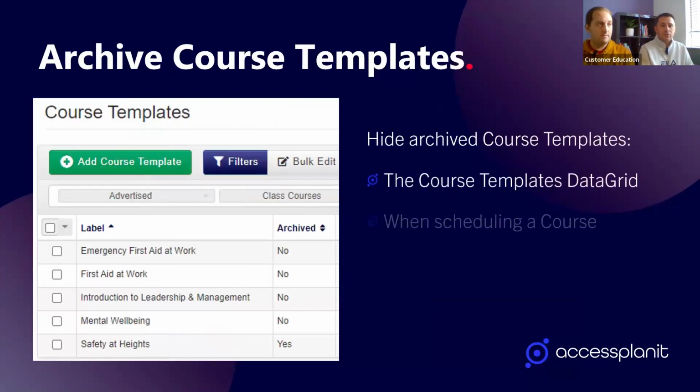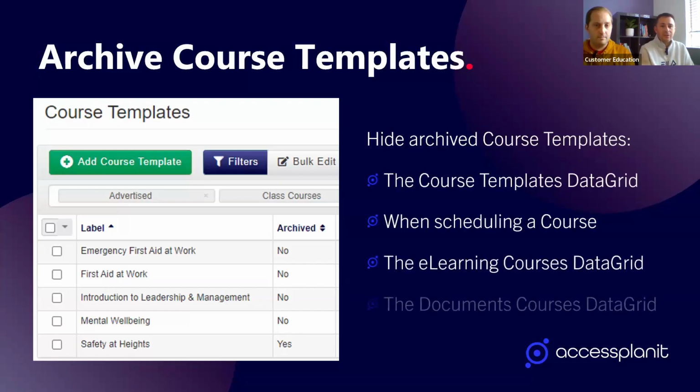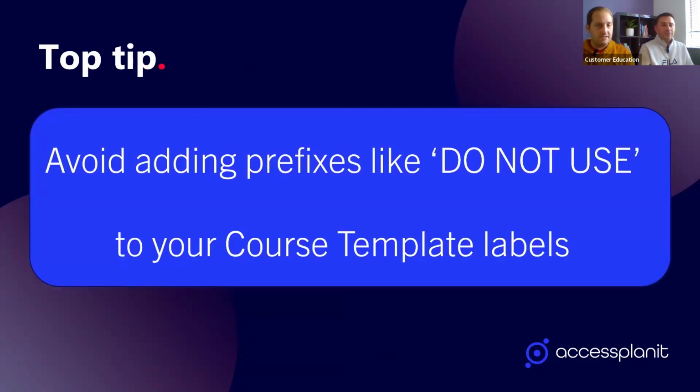So you can set up this filter in the course templates data grid, when you're scheduling the course as we've just seen, in the e-learning courses data grid, and in the knowledge document courses data grid as well. Perfect. So now that we've seen how you can filter your course template list to hide away your old archived templates, we've got a bit of a top tip.